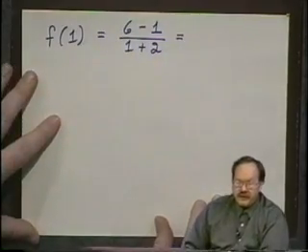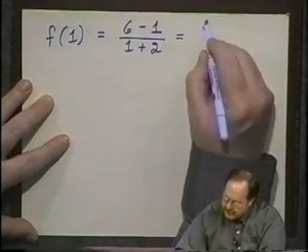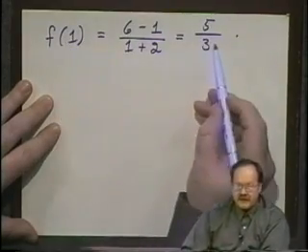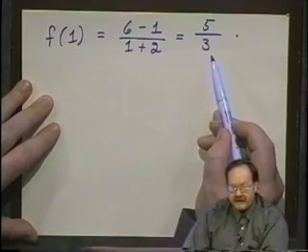Okay, and of course when you do these, it's automatic to simplify them. You should make that a habit. So this becomes 5 over 3, and we'll just stop there. So f at 1 is 5/3. The domain element is 1. The range element is 5/3.